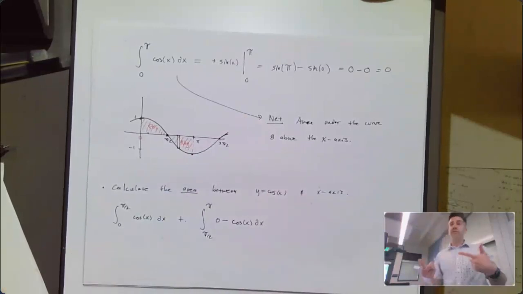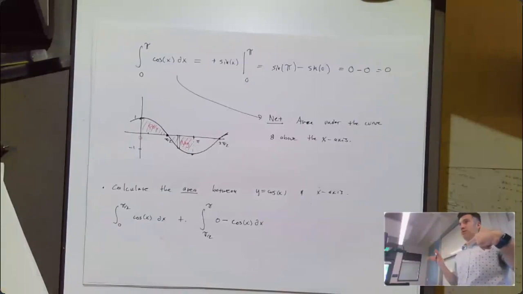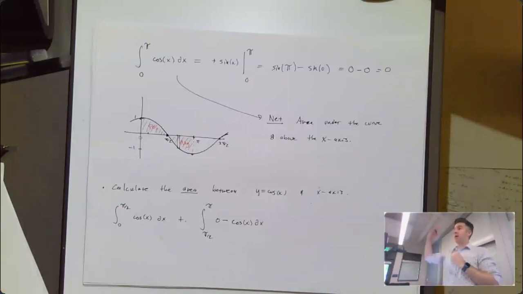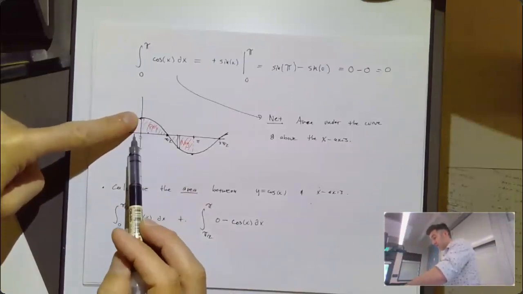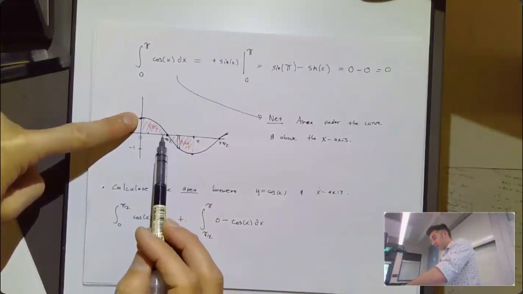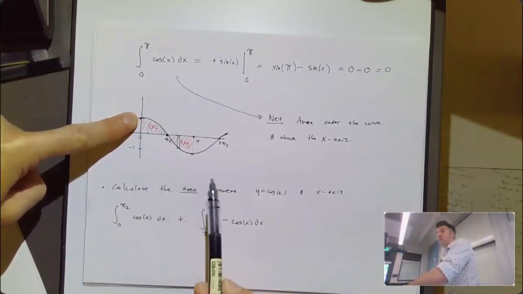So I should be very, very specific and general at the same time. Meaning, when you're finding the area between two curves, it's always going to be the integral of the top function minus the bottom function. So for this piece here, the top function is cosine, the bottom function is 0. For this piece here, the top function is 0, the bottom function is cosine.